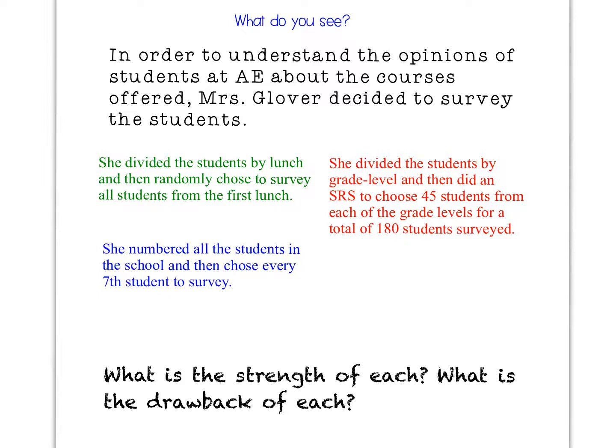I want you to just take a minute and think about what's the strength of each of those scenarios, because we're not falling into the bias of convenience or voluntary. And then what might be a drawback of each of those, because these 3 are all considered better sampling practices than the voluntary and the convenient sampling. Now, they do have some drawbacks, but I want you to think about what could be a strength and what is a drawback of each.